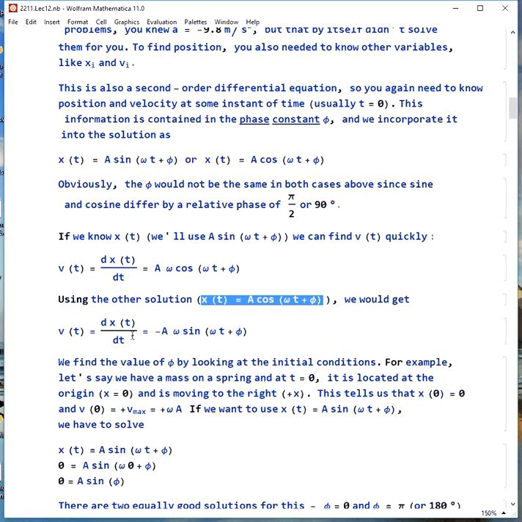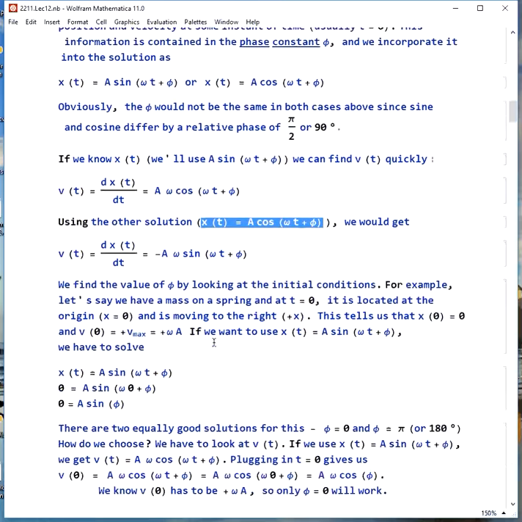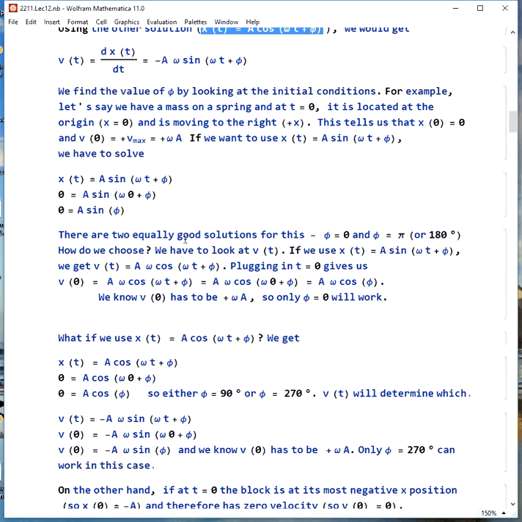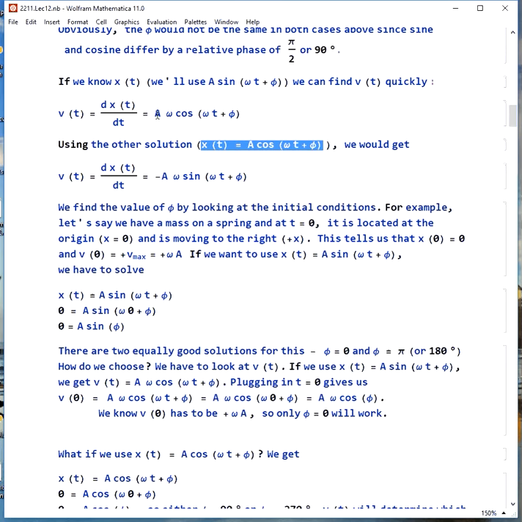So if we have a mass on a spring, and at t equals 0 it's at the origin and is moving to the right, positive x, we know that x0 equals 0 and v0 equals positive v max. It's at its fastest because all the energy is kinetic at that point. And v max will be omega a. I can see that by looking at this form for v as a function of t and realizing that cosine will never be larger than 1. So that tells me the maximum value of velocity must be, when cosine is 1, omega A.